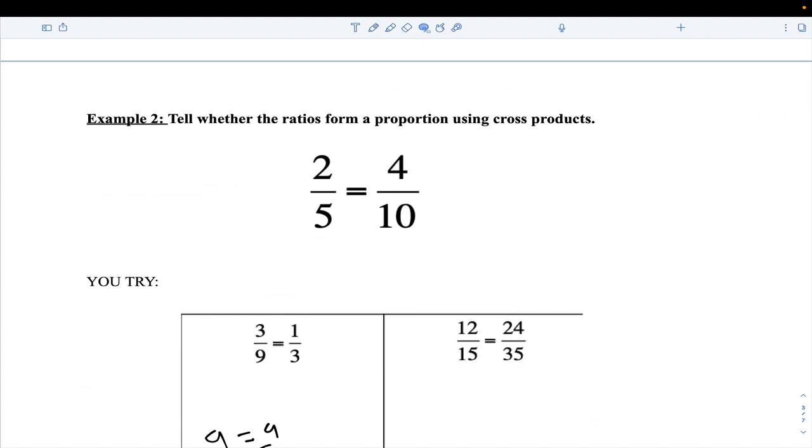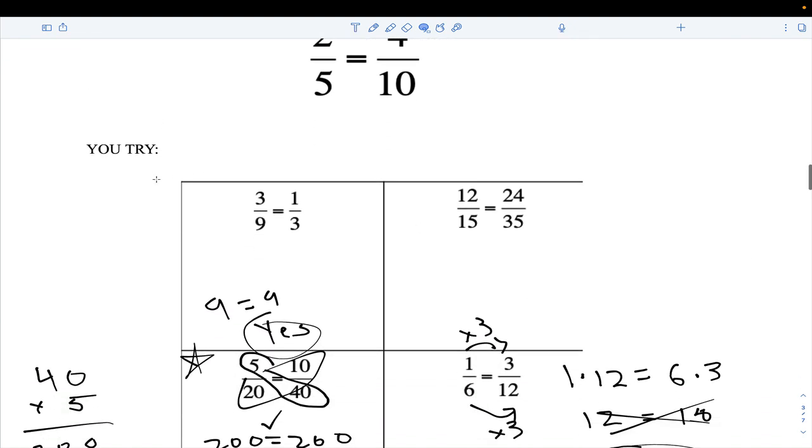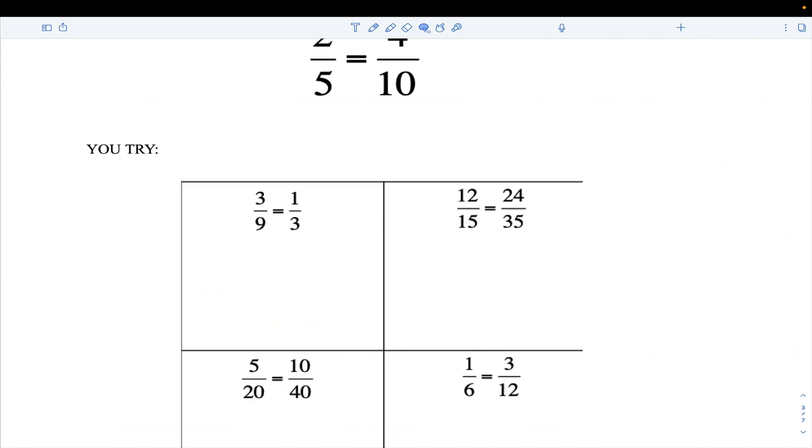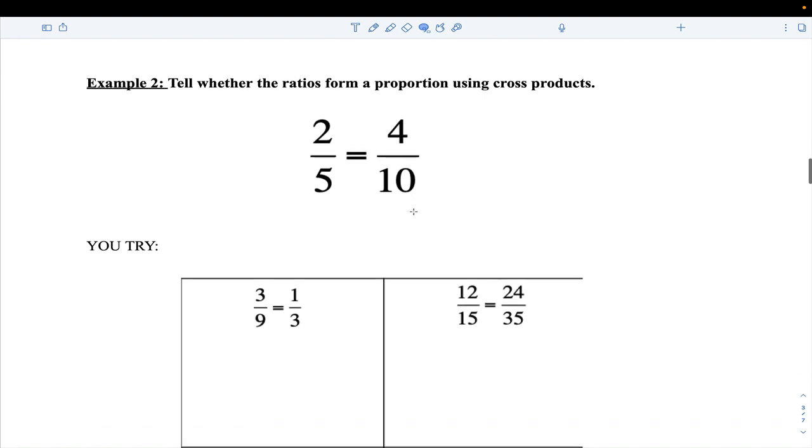I'm going to encourage you, if you get stuck on one for 4 or 5 problems in a row, try to do another method, either multiply or simplify. The best mathematicians can interchange between all methods and choose the most efficient one. Your last and final method to solve proportions or to tell if proportions are true is called cross products.